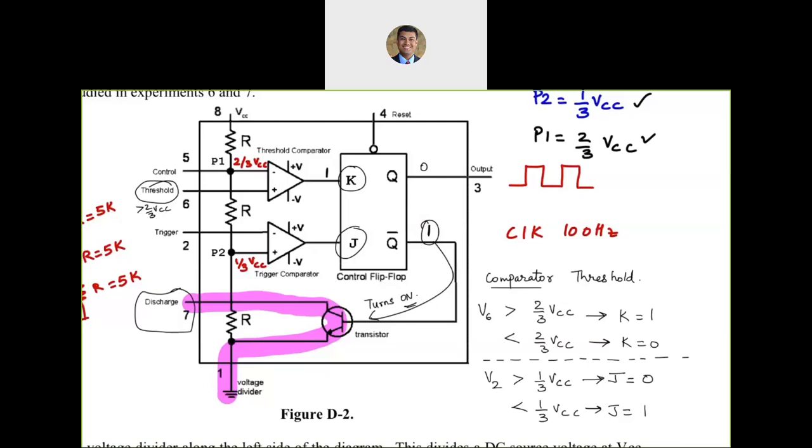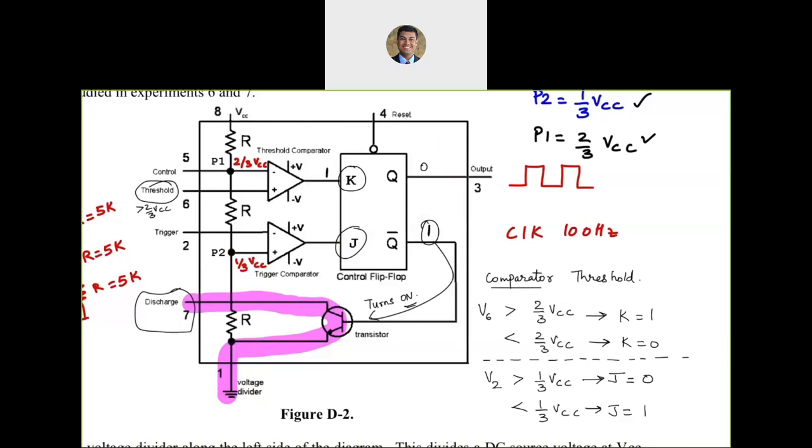And note that particular capacitor voltage again will be compared with 1/3 VCC. And if it drops below 1/3 VCC, J will be set to 1, which means Q will go to 1, Q bar will go to 0, and then it will turn off the transistor, which means it will not allow the capacitor to discharge. So what I'm trying to do is make sure that my output goes 0 1 0 1 0 1. However, it does that in accordance with the voltage of a capacitor that I have not shown inside the chip. It is actually connected outside the chip.